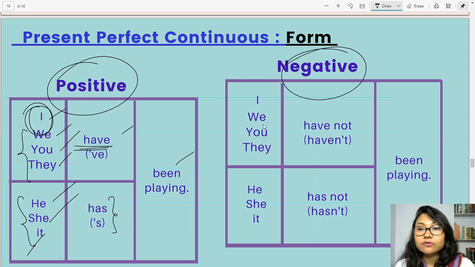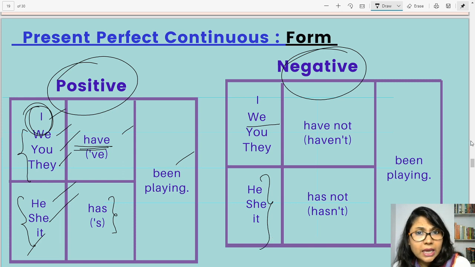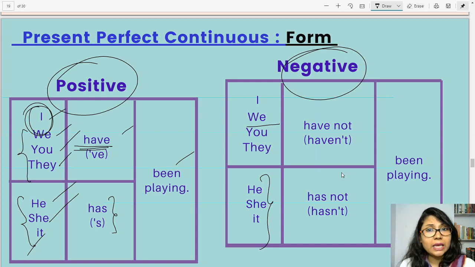Now, the negative form. I have not been playing. We have not been playing. They have not been playing. You have not been playing, or haven't been playing. And again here, he has not been playing, or he hasn't been playing. She has not been playing, or she hasn't been playing. It has not been playing, or it hasn't been playing.